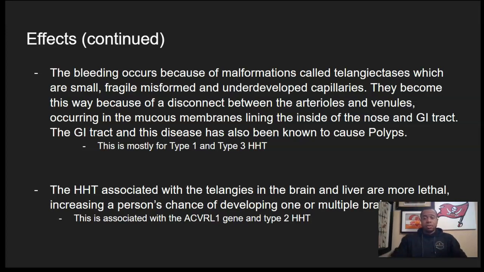In the GI tract, it's also known to cause polyps, though that is mainly in the case of type 1 and type 3 HHT. Of course, the telangiectases that occur in the brain and liver can be more lethal. The brain especially can develop aneurysms, and you aren't just likely to get one there, you could get multiple over the course of your life. And that's mostly associated with the ACVRL1 gene and type 2 HHT.